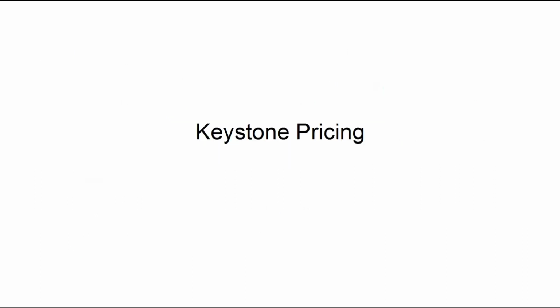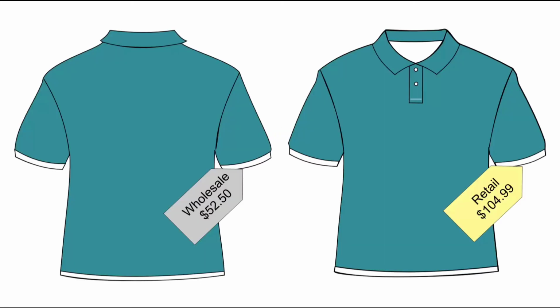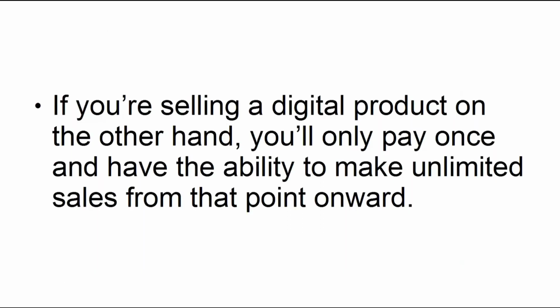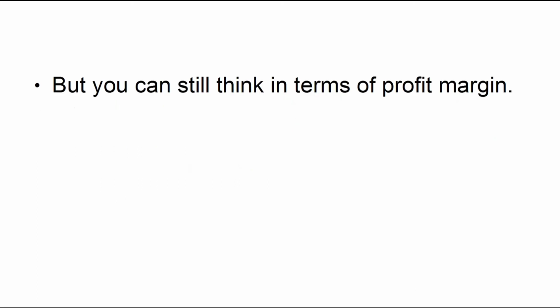Were you selling a physical product as a reseller, then you might use a pricing strategy called keystone pricing. This means that you charge twice the amount you pay for it when buying it from wholesalers. While this is fairly standard, it only works if each individual unit has a cost associated with it. If you're selling a digital product, on the other hand, you'll only pay once and have the ability to make unlimited sales from that point onward. But you can still think in terms of profit margin.